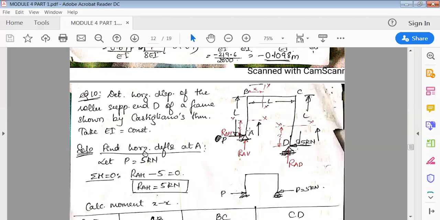Then in the third section, that is this portion, if I cut the section here, again in this section this P is going anti-clockwise. So it is minus P into perpendicular distance x.